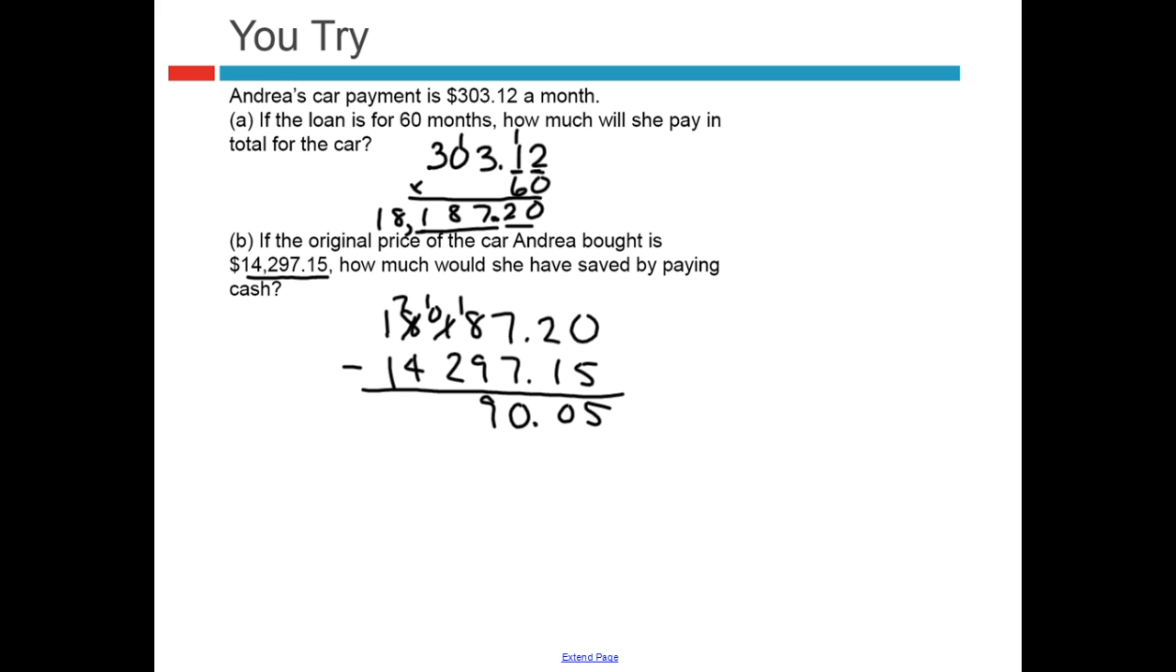10 minus 2 is 8. 7 minus 4 is 3. 1 minus 1 is 0. So if she paid in cash, she would have saved $3,890.05. How did you do with that problem? Take a look at my steps, compare them to your steps, revise your work if you need to. Okay?